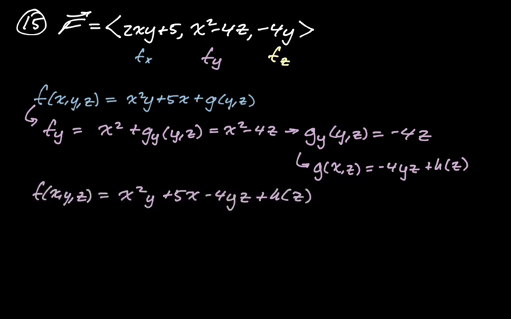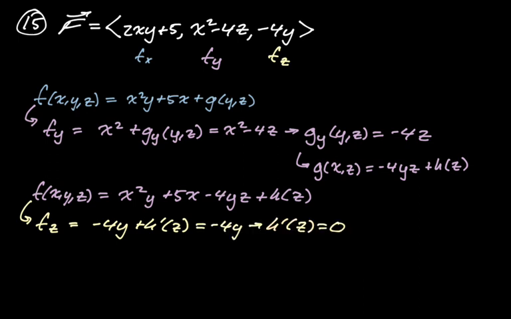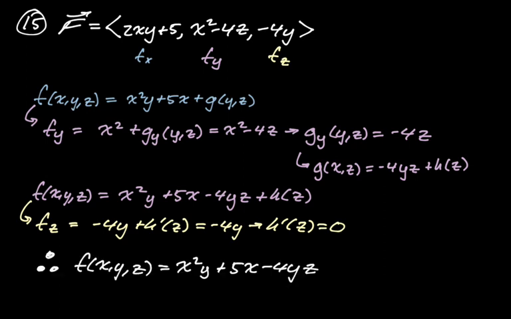Replace g. X squared y plus 5x minus 4yz plus h of z. Find partial z of this thing. So partial z is going to be negative 4y plus h prime of z. Compared to what you think that partial z is, which was negative 4y, which tells us that h prime of z would be 0. Update your potential function, and we get x squared y plus 5x minus 4yz. That's our potential function. So this is a conservative vector field. We were able to find the potential function.